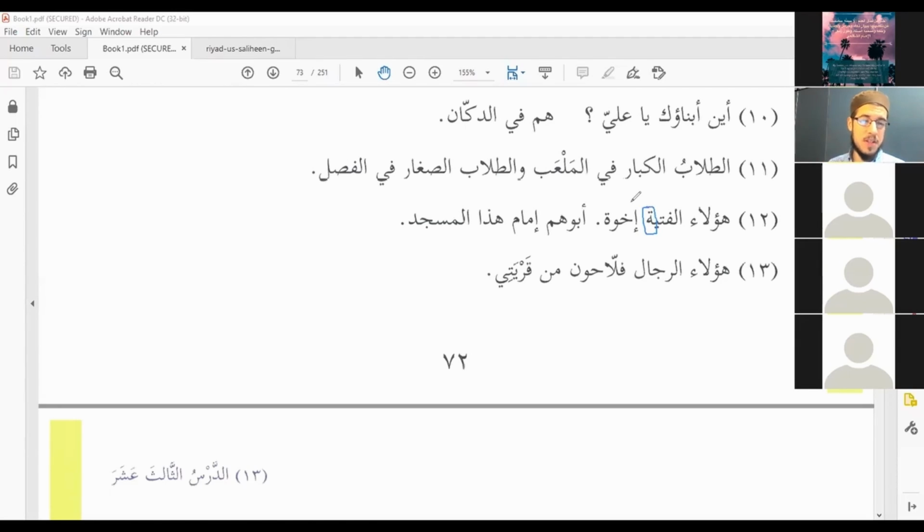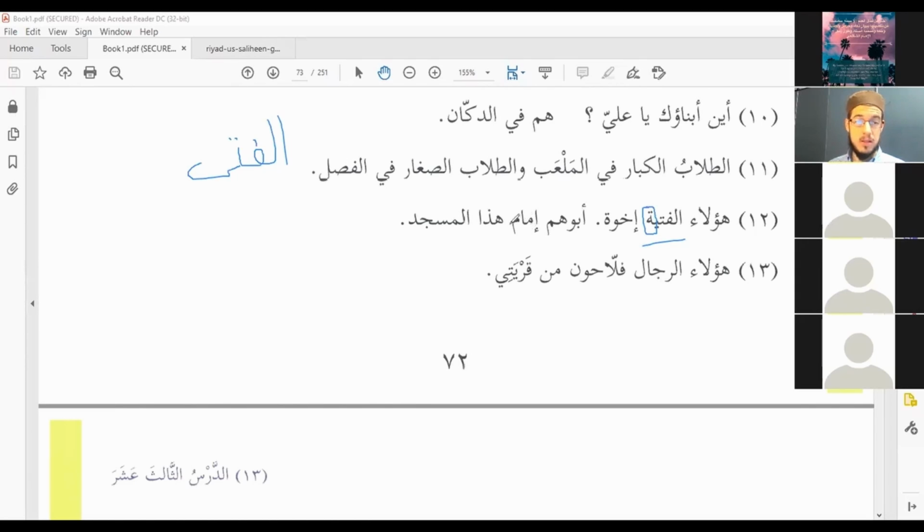So this proves the point we were just saying earlier, where the ta marbuta is slightly ambiguous sometimes. So we have al-fata, which is singular, young man, and al-fityatu is the plural of that. And ikhwatun is the dead giveaway because it means they are brothers, right? Okay. Abuhum, their father is the imam in the masjid.